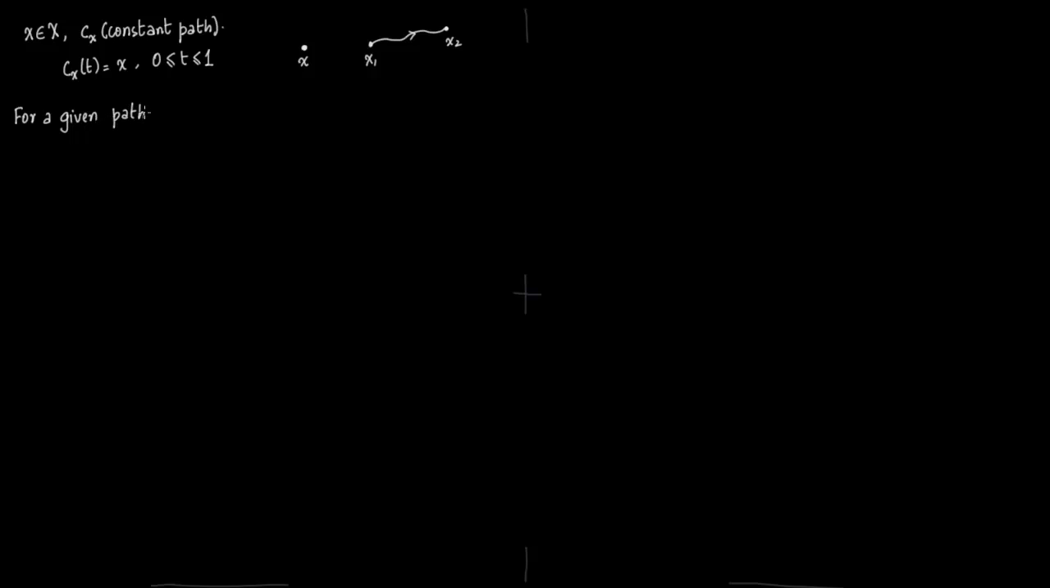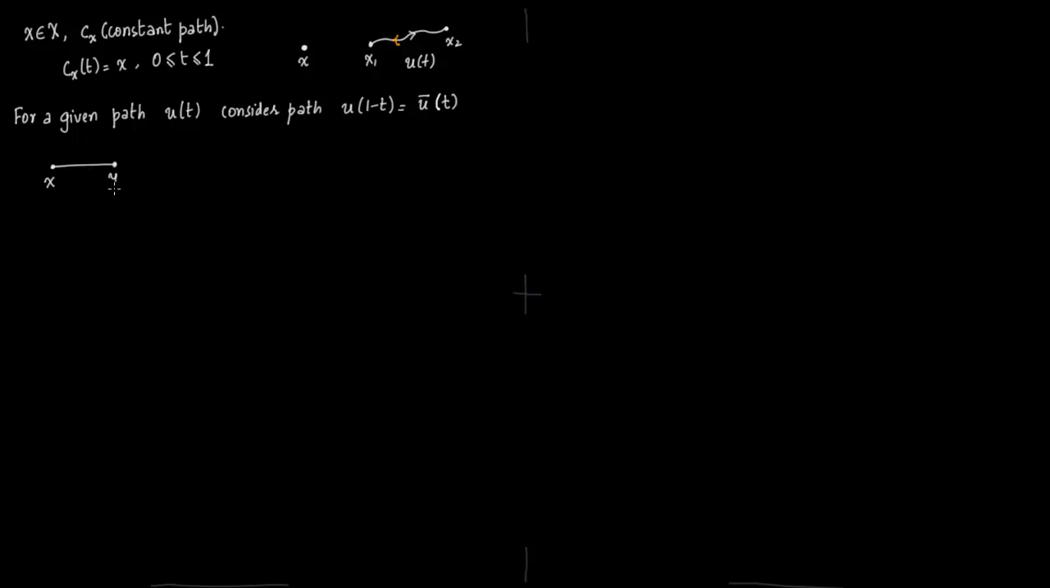Now, if you are given a path u of t, you can immediately construct the path in the opposite direction, u bar of t. To define u bar of t is very easy. You just take u of 1 minus t as u bar of t. So this becomes the opposite path. When t is 1, you are actually at u bar of 0. So you can see it is equivalent to traveling from x2 to x1.